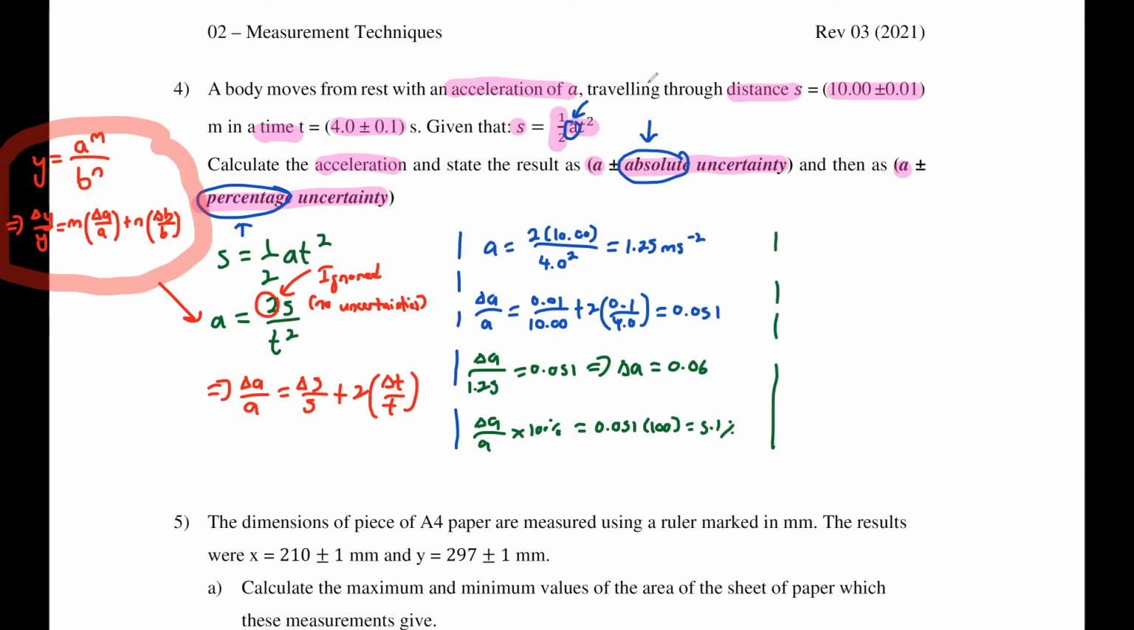So our final answer would now be a equals to 1.25 plus minus 0.06 meter per second squared, or 1.25 plus minus 5.1% meter per second squared.